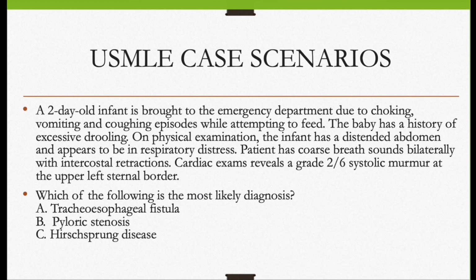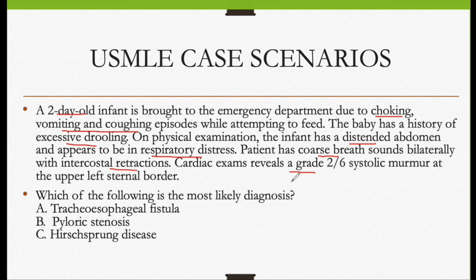Okay, we will be discussing some USMLE style questions for the day on how a question usually is asked about TEF. So we have a 2-day-old infant who is brought to the emergency due to choking, vomiting, and coughing episodes with attempted feeding. The baby has a history of excessive drooling, and on physical exam, the patient has a distended abdomen and appears to be in respiratory distress. Patient has coarse breath sounds bilaterally with intercostal retractions, and then cardiac exam reveals a grade 2 out of 6 systolic murmur at the upper left sternal border.